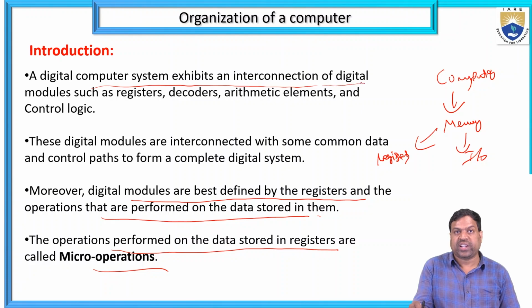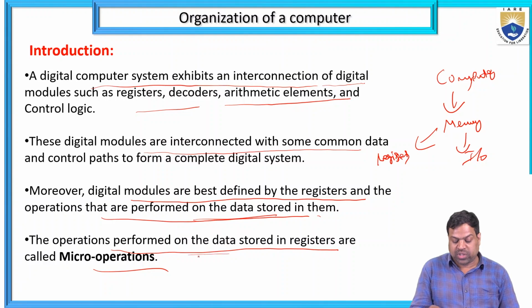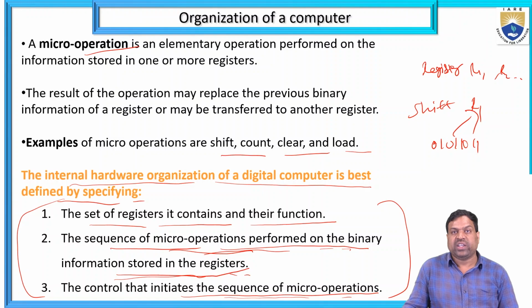we exhibit the interconnection of digital modules, and how registers, decoders, arithmetic elements and control work. These digital modules are interconnected with some common data paths, and the digital modules are best defined by the operations, and the micro operations are performed and stored in a register. And the micro operation is an elementary operation performed on the information stored in one or more registers. For example, shift, count, clear, and load are the micro operations performed.